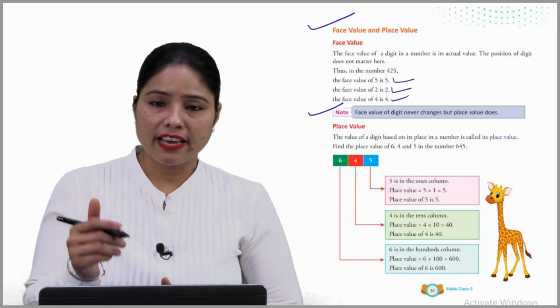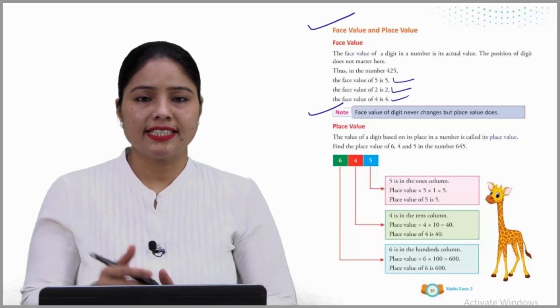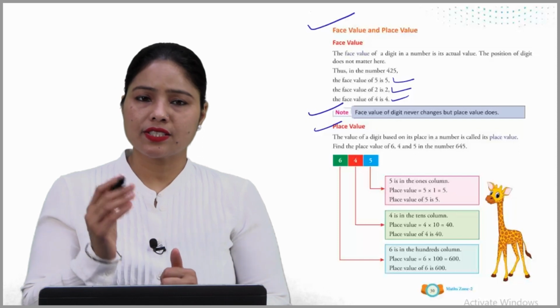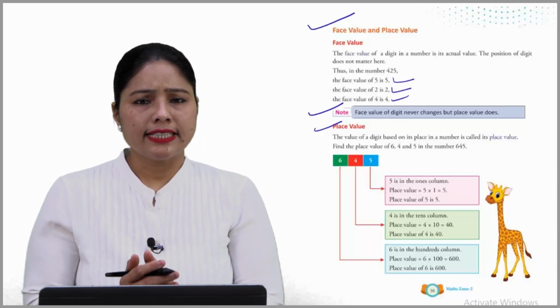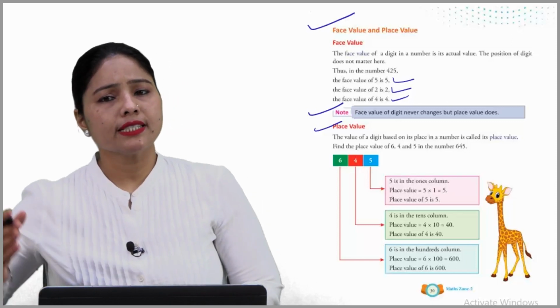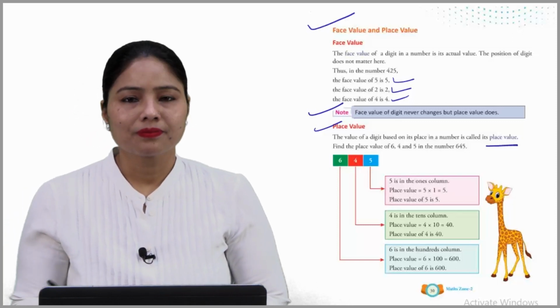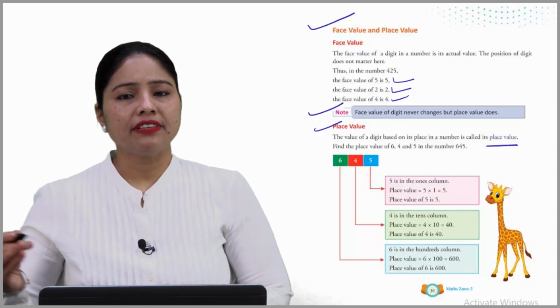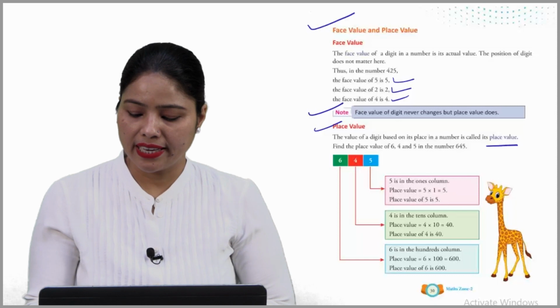Okay, so this is very important, just revise it. Now, place value. So what is this? Let's read. The value of a digit based on its place in a number is called its place value. Okay, find the place value of 6, 4 and 5 in the number 645, like this.